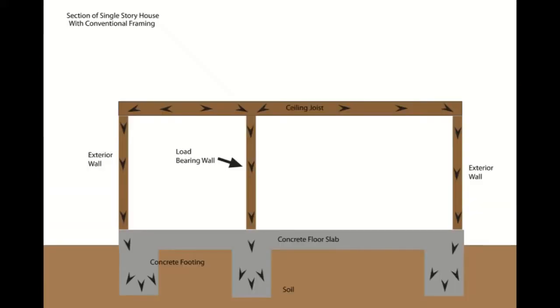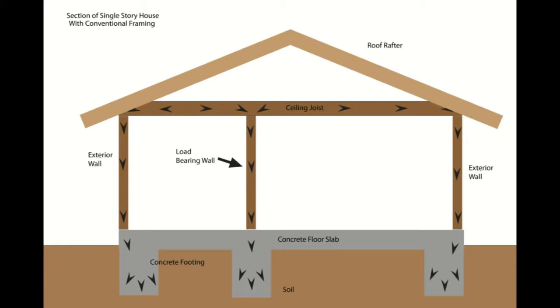For example, the ceiling joists in the previous picture might actually be working something like this. They would lap over a bearing wall, and the weight would actually be transferred into a footing underneath the concrete slab. Next up, let's take a look at a side view of the rafters.